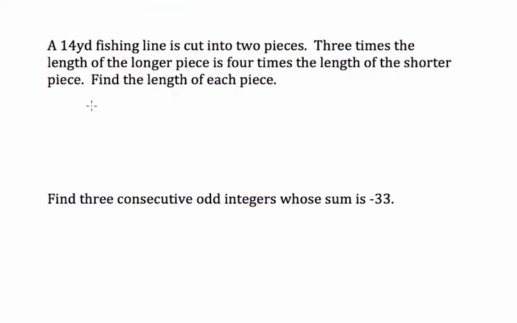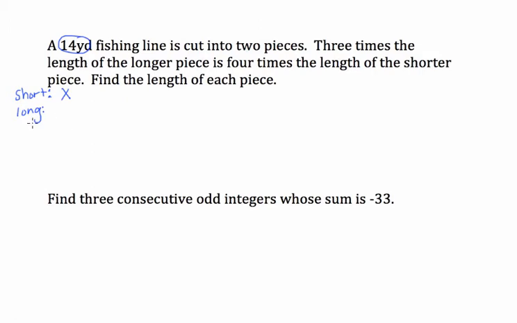A 14-yard fishing line is cut into 2 pieces. 3 times the length of the longer piece is 4 times the length of the shorter piece. Find the length of each piece. First, we have to name each of the pieces. Let's call the short piece X. What do we know about those 2 pieces? Well, we know that they add together to be 14 yards long.